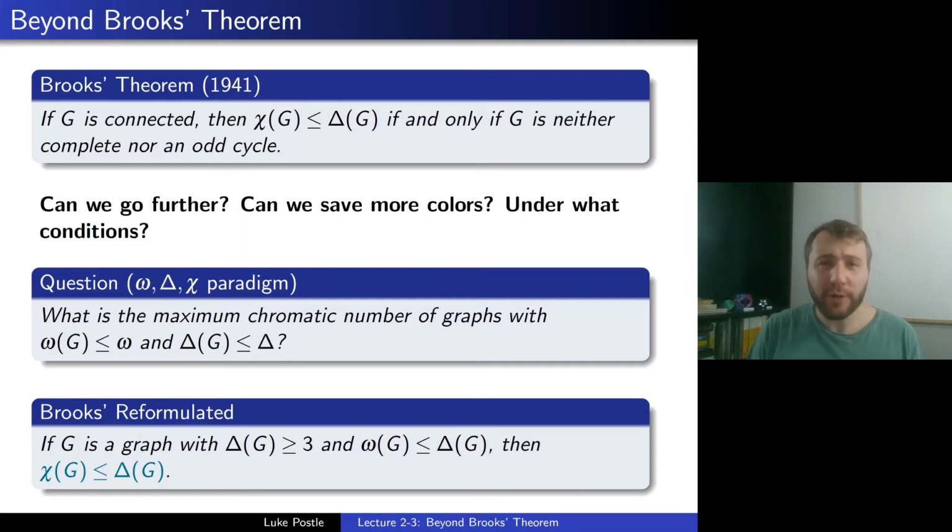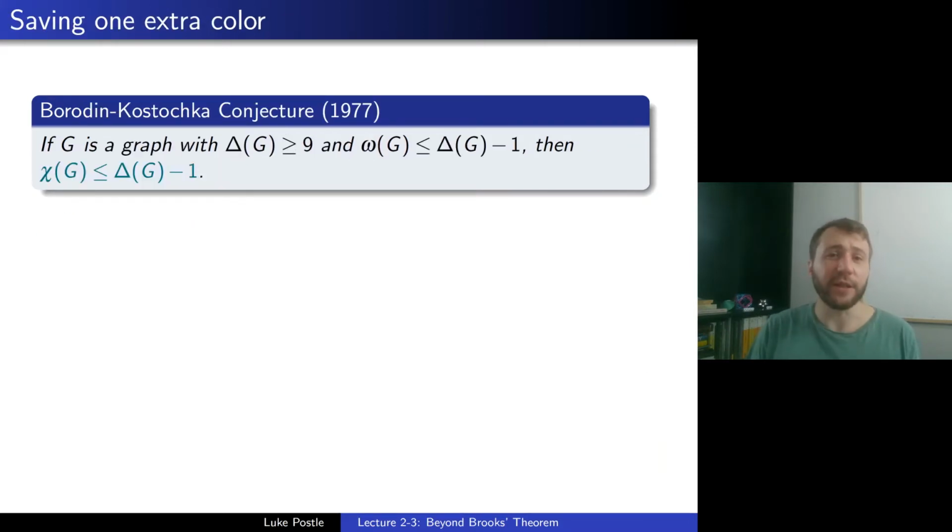So Brooks' theorem answers the question when you want to only add the condition that ω is at most Δ. What about going on? Can we save another color? Saving one extra color, there is actually a very nice conjecture about this by Borodin and Kostochka from 1977. It says the following: if G is a graph with Δ(G) at least 9 and ω(G) at most Δ(G)−1, then you can actually get χ(G) at most Δ(G)−1. So you can save the extra color going from Δ to Δ−1, where of course you have to forbid ω being Δ.